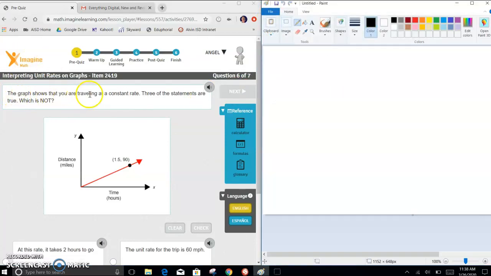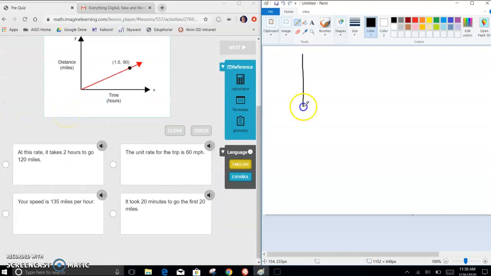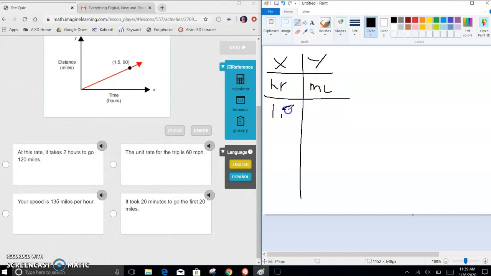The graph shows that you're traveling at a constant rate. Boom, straight line. It doesn't curve, it doesn't bend. 3 of the statements are true, which is not. So let's go back to my table. These are hours, and these are miles. I go 1.5 and 90. So 90 over 1.5.